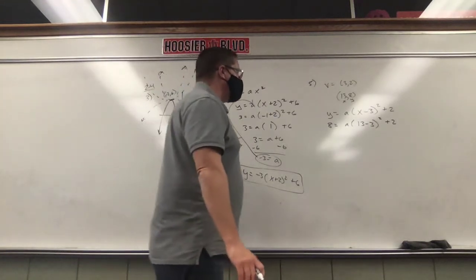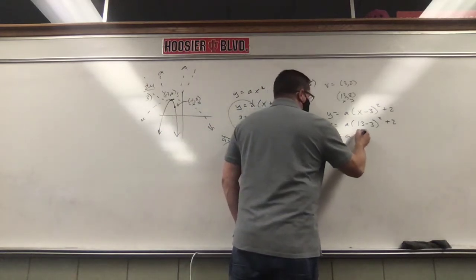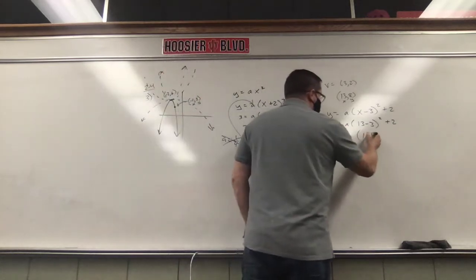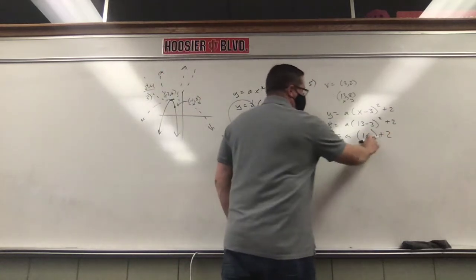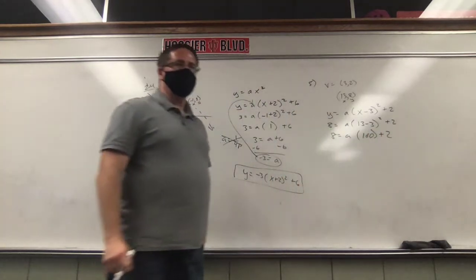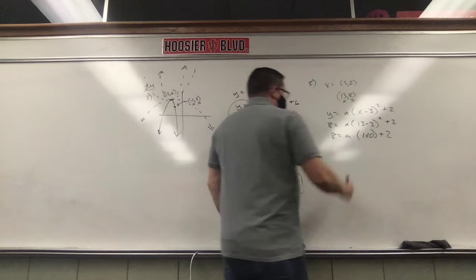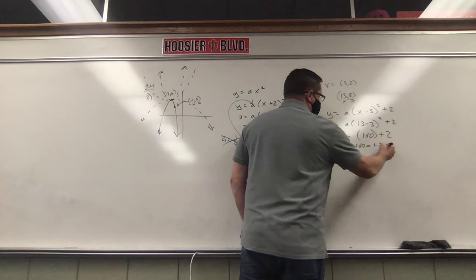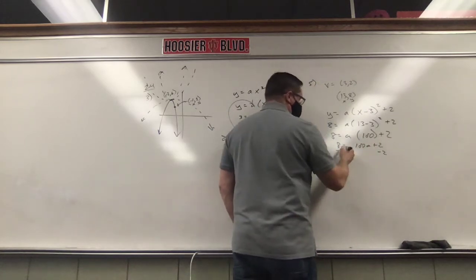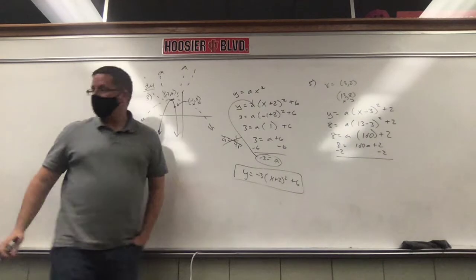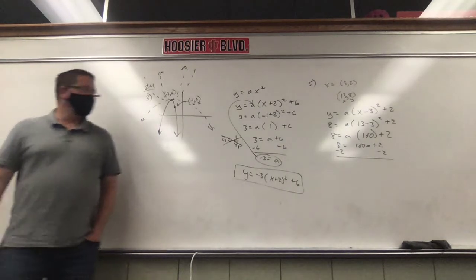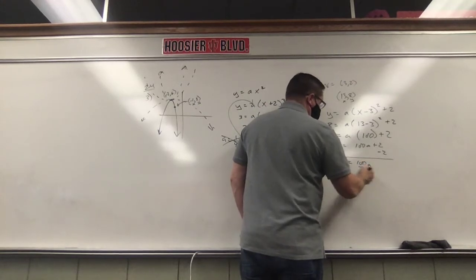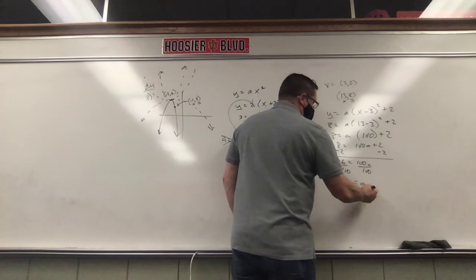Now I am going to skip a step here. 13 minus 3 is 10. Squared is 100. Okay, is everybody cool with that? Yep. 13 minus 3 is 10. Squared is 100. Okay. And I'm going to do this. 8 equals a times 100 is 100a. Then we subtract 2. 8 minus 2 is 6. Equals 100a. We divide by 100. a equals 6 over 100.